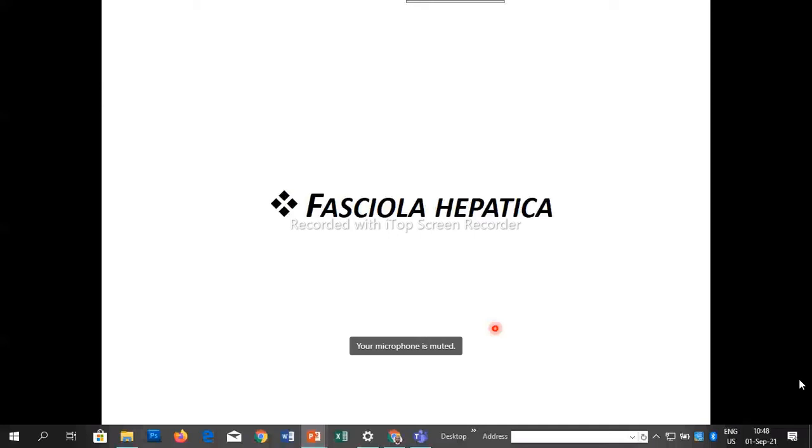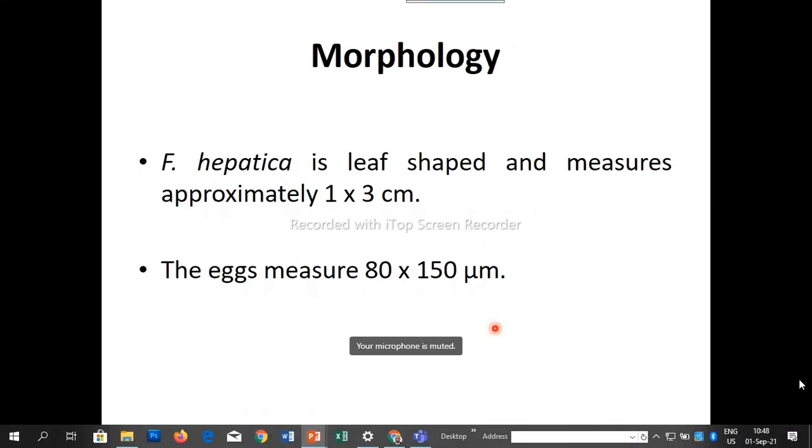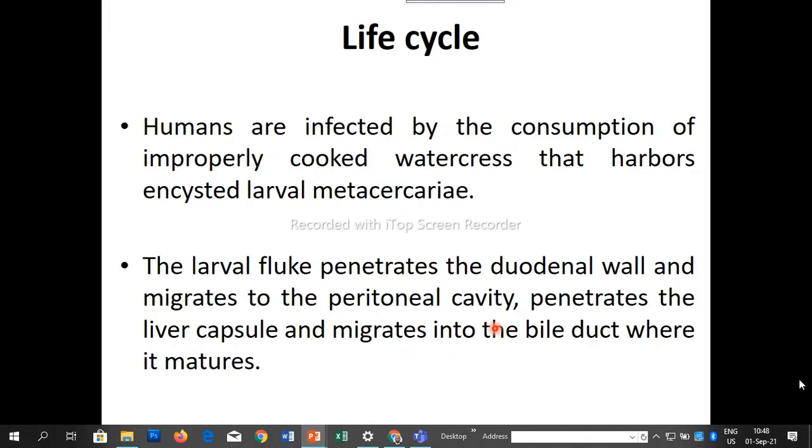Let's talk about Fasciola hepatica as the main parasite, which is leaf-shaped, measuring around 1 × 3 centimeters. Eggs are also measured around 3 centimeters. Humans are affected by consumption of improperly cooked watercress, carrying the metacercaria infective stage. Metacercaria is the infective stage.